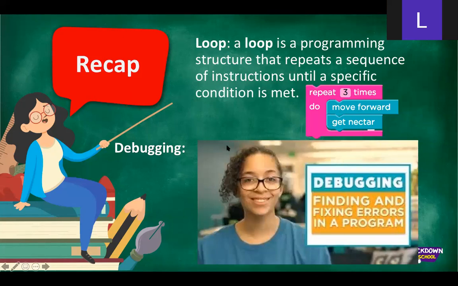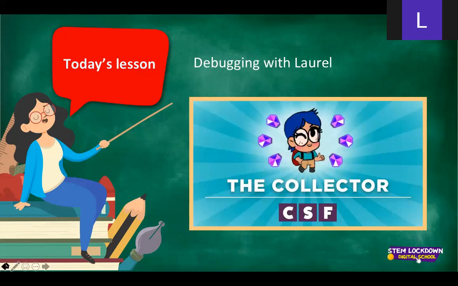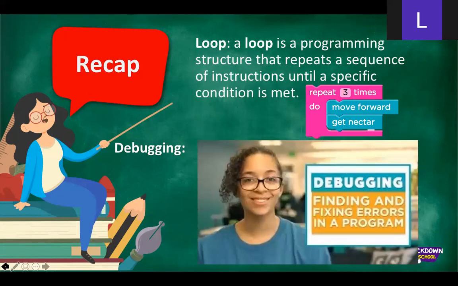Okay, debugging. So what is debugging? Debugging is finding and fixing errors in a program. For example, a program will give you these puzzle pieces, these blocks already made for you. You need to look at your sprite, look at the position of your sprite, look at the destination, and then read the code you've been given. If you see that there's a mistake, you remove those blocks. That's what we call debugging. It's finding and fixing errors in a program.